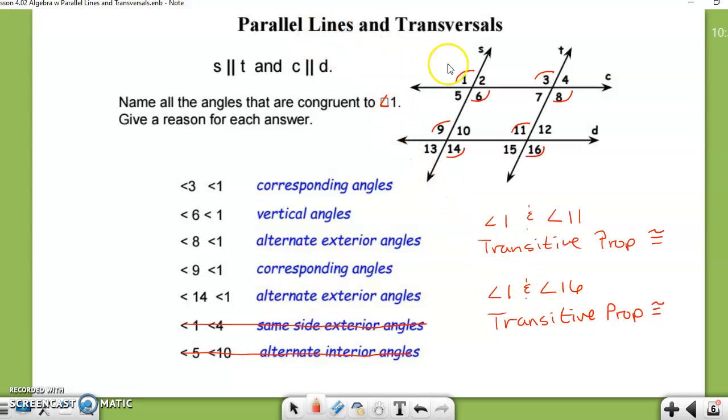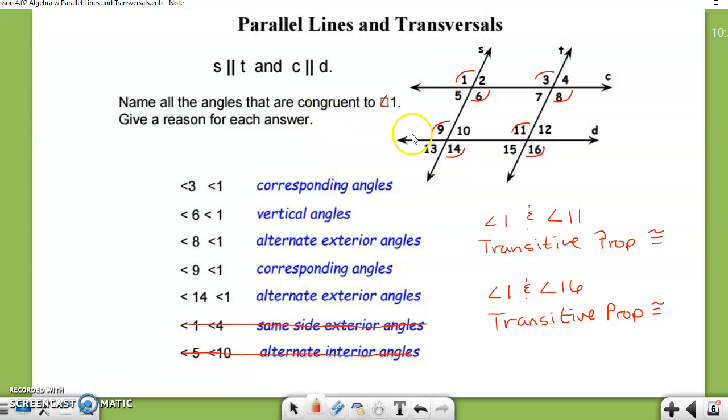So now take a look at this. I've got a couple of sets of parallel lines. It tells me that S is parallel to T. So these two are parallel, making this a transversal and this a transversal of parallel lines. And that C is parallel to D. So I've got C parallel to D. So now these are transversals of these parallel lines.